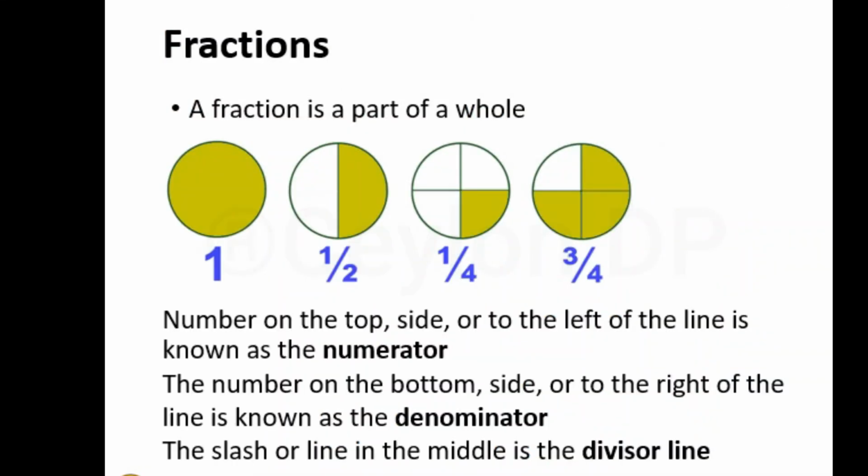Right. The next topic is fractions. When you are doing calculations with fractions, normally a fraction is a part of a whole.